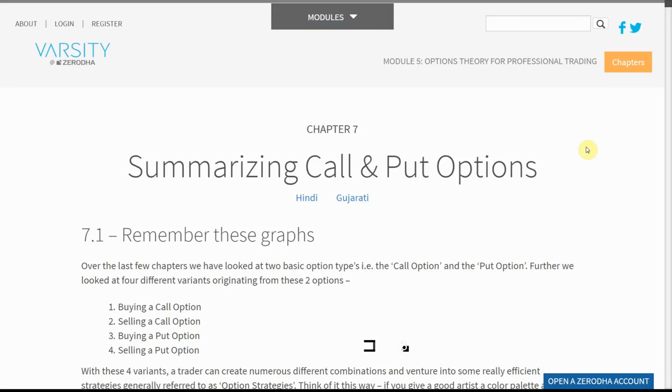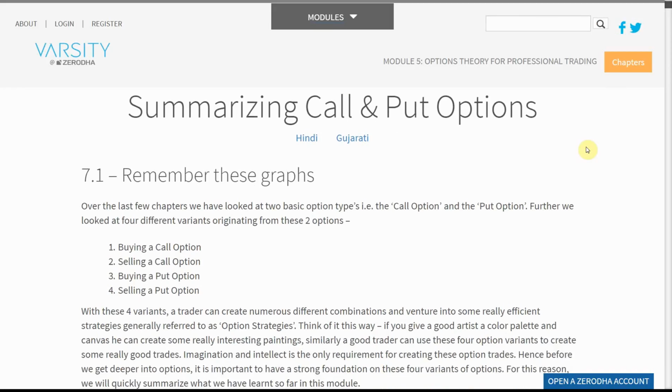Summarizing call and put options. 7.1 Remember these graphs.